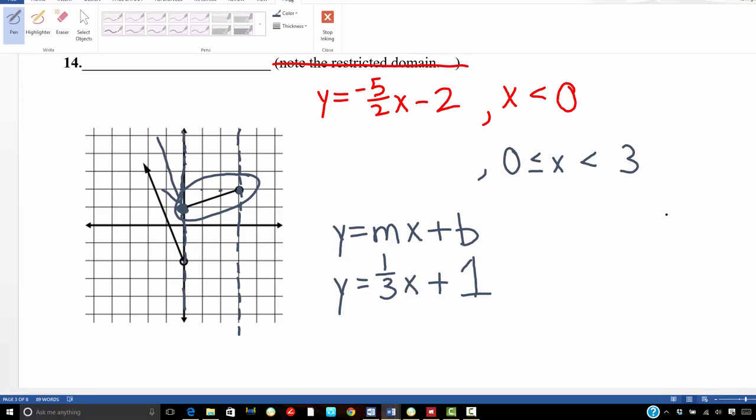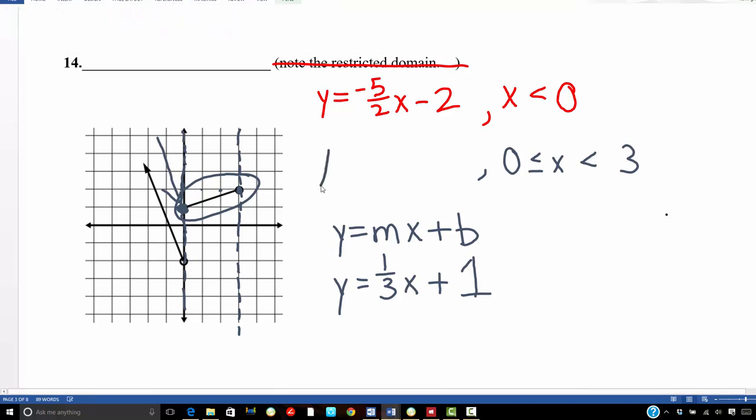Probably the hardest part I can imagine for some of you in this problem may be coming up with this part right here. So let me know if you're having trouble with that. But this is our complete answer. It wanted us to write equations for the graph provided.